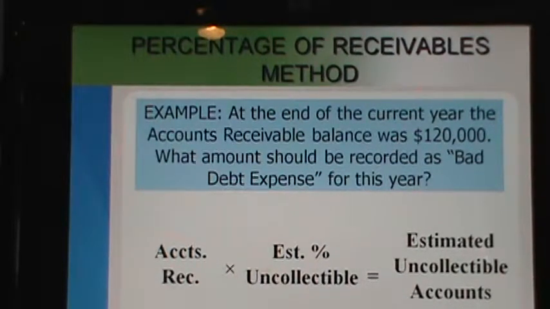So at the end of the current year, using that same example, accounts receivable balance was $120,000. So we're just going to use the standard 4% that they assume is kind of annual for them. What amount should be recorded as bad debt expense? We're going to take that number, multiply it by 4%, so 4% of $120,000, which is going to be $4,800, and they're going to assume that $4,800 is going to be uncollectible that year. And hopefully that's not the case, but they're going to prepare for it.